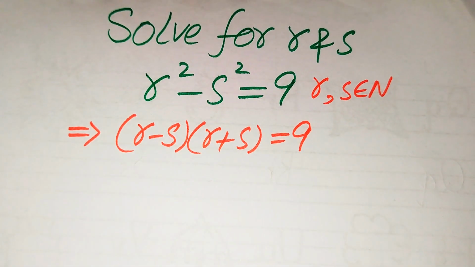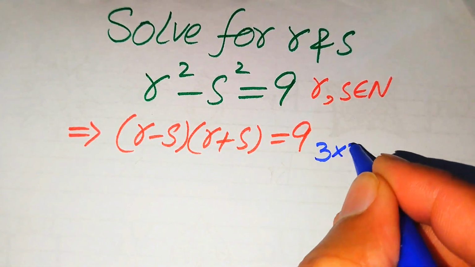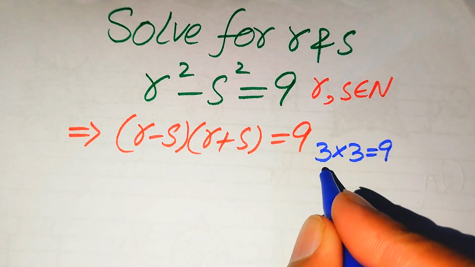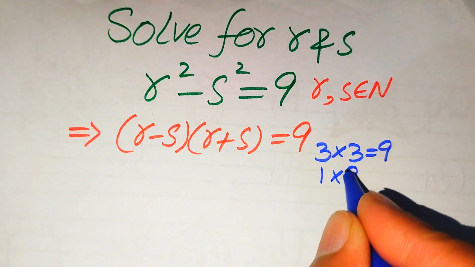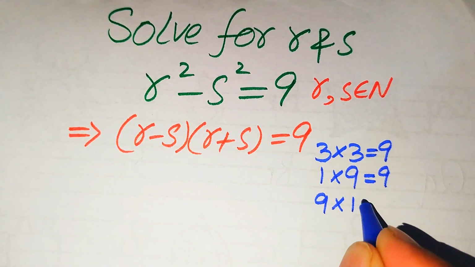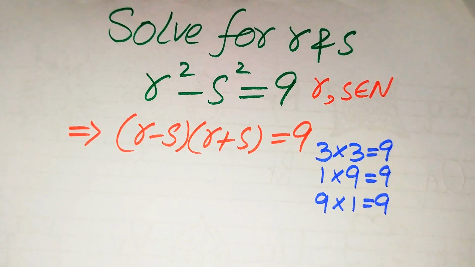So now we first need to find the possibilities in which the product of two natural numbers becomes 9. The possibilities are 3 times 3, which becomes 9, and further we have 1 multiplied by 9 equals 9, and 9 multiplied by 1 is also equal to 9. So these are the three possibilities in which the product of two natural numbers becomes 9.